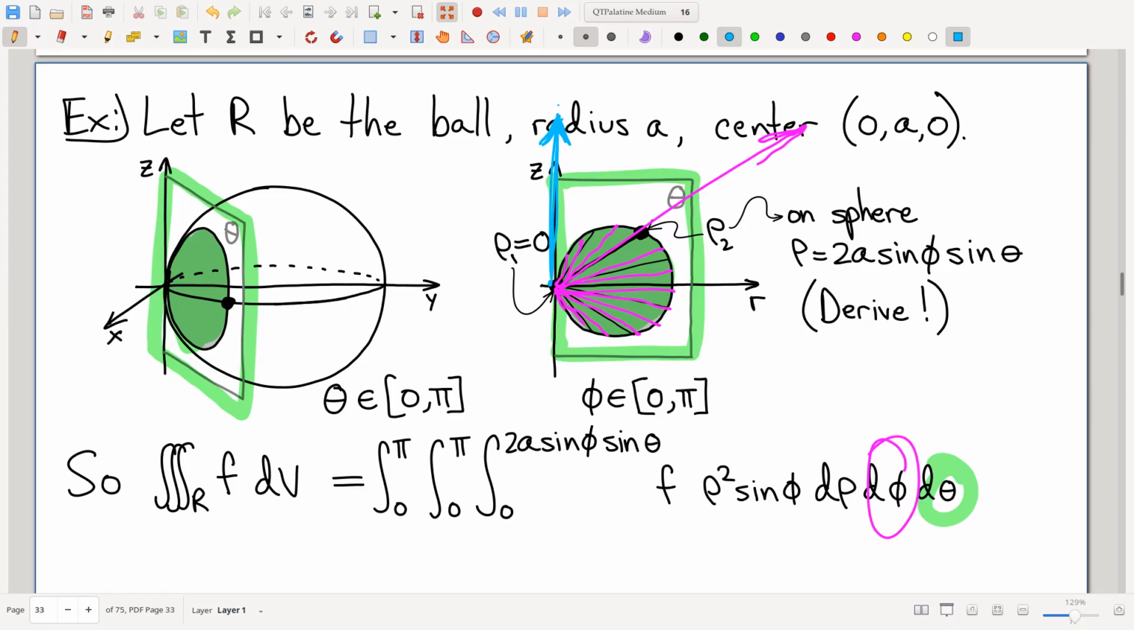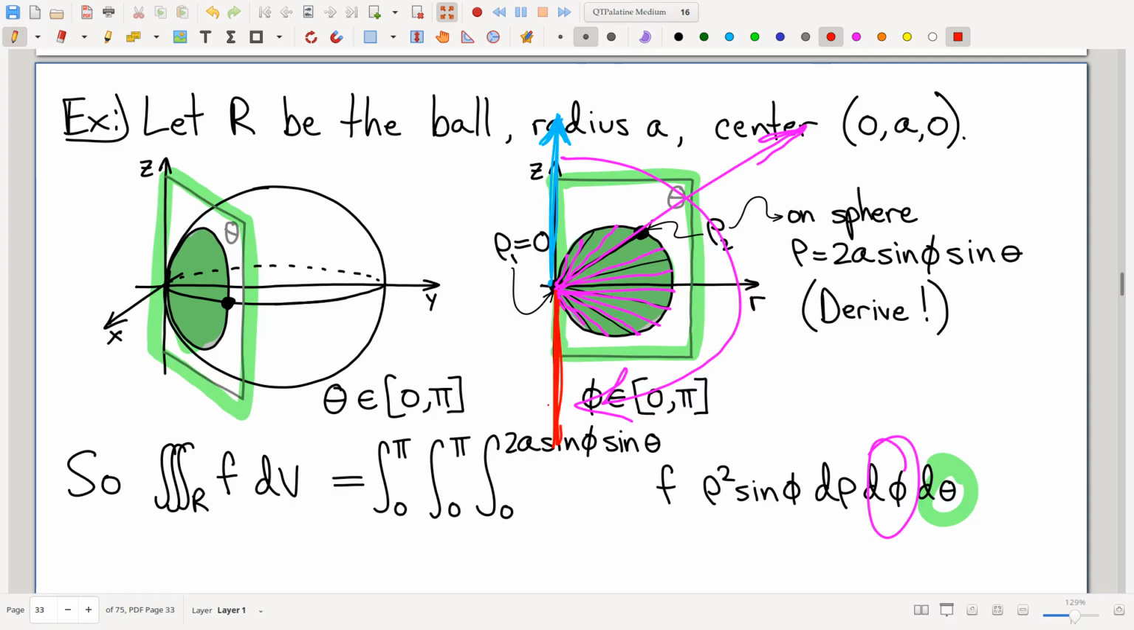You only get the origin. But anything larger than 0 will give you a good sized slice. And then likewise, as phi goes around, the last value of phi is going to be straight down like that. And so 0 to pi again for the phi bounds.